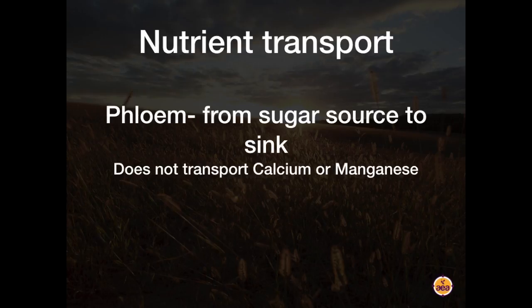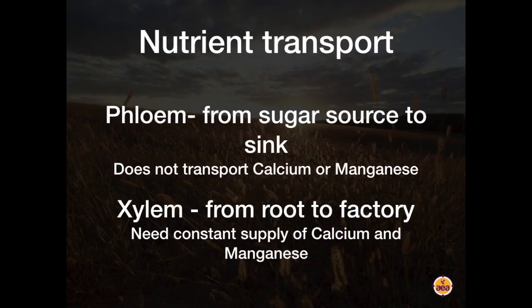You have 3 sugar sinks. You have new growth at the top of the plant, you have root systems, and you have the fruit. Those are the 3 types of sugar sinks. And the phloem does not transport calcium or manganese. So calcium and manganese are usually not considered to be phloem mobile, or mobile in plant structure. This is very important. And then the xylem tissue moves water.